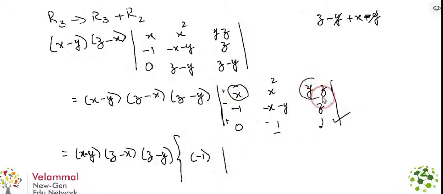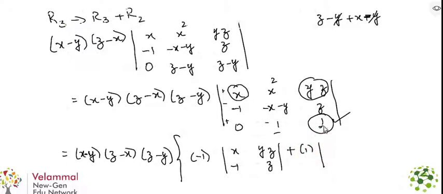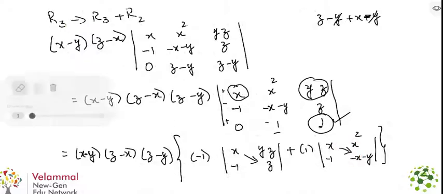x y z, negative 1 z. And for this element, sign convention is plus. So plus 1 into, the left out determinant in which 1 is not there is x square negative 1 minus x minus y. Now I am going to just do AD minus BC for both the determinants. I'll write it in the next page.